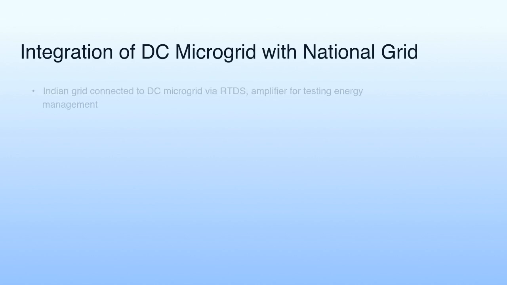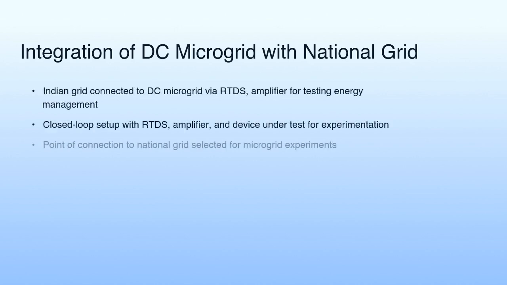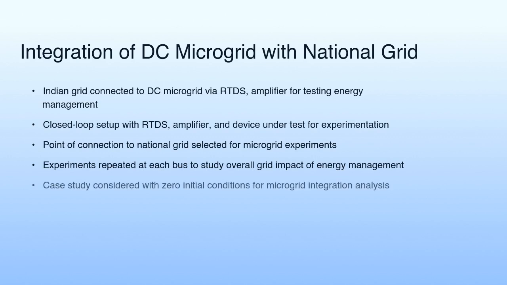The DC microgrid is integrated with the Indian National Grid via RTDS and an amplifier for testing energy management strategies in a closed-loop setup, with experiments repeated at each bus to study the overall grid impact.